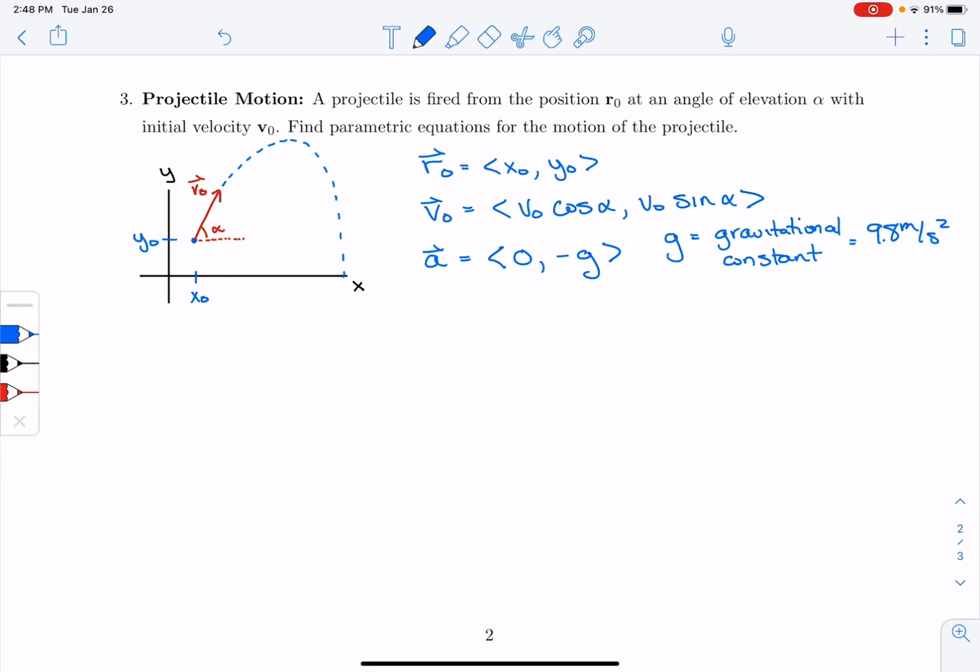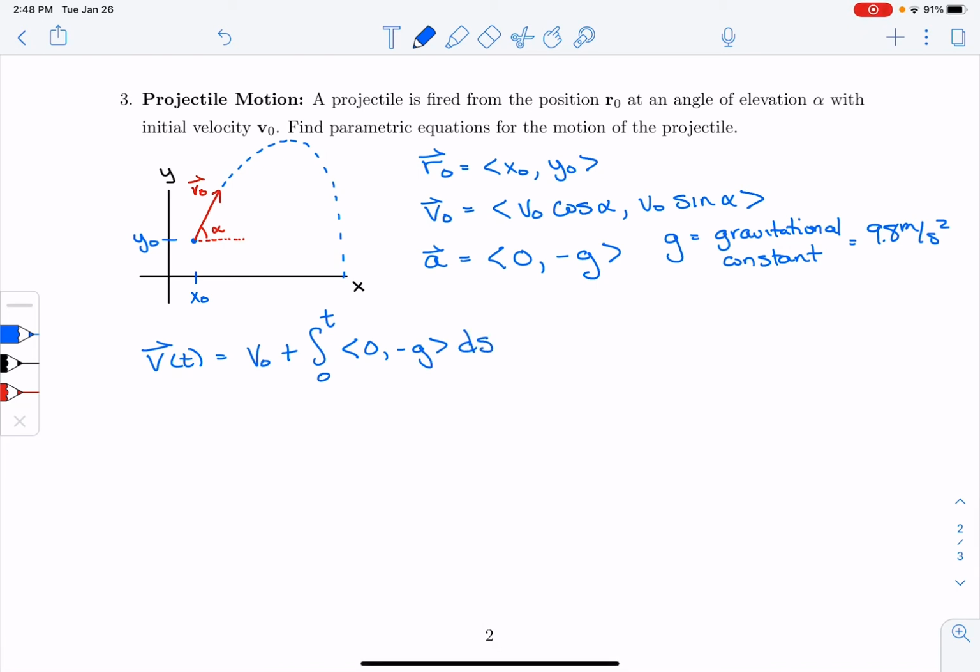So how is it that we can then find the position? Well, if we know acceleration, then we know that the velocity is just the integral. So velocity is in fact going to be the initial velocity v0 plus the integral from 0 to t of the acceleration vector 0, minus g, ds.